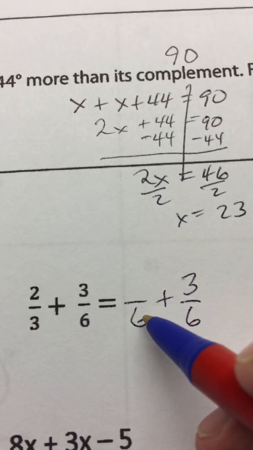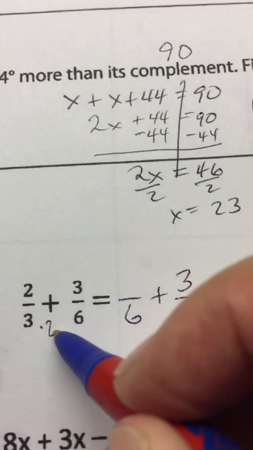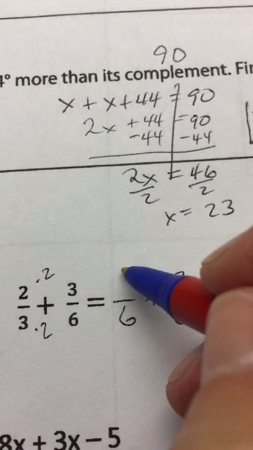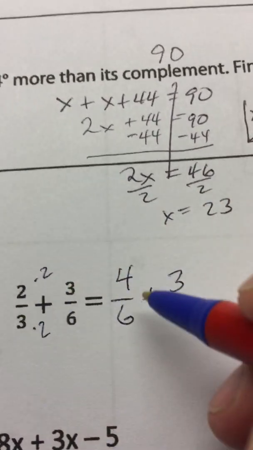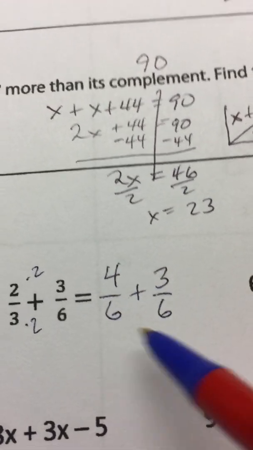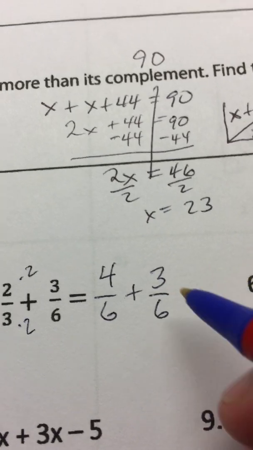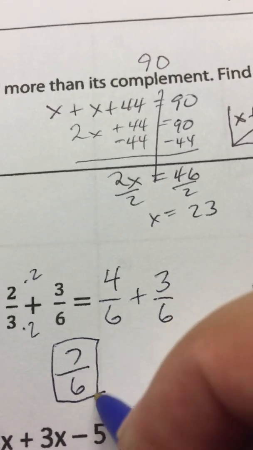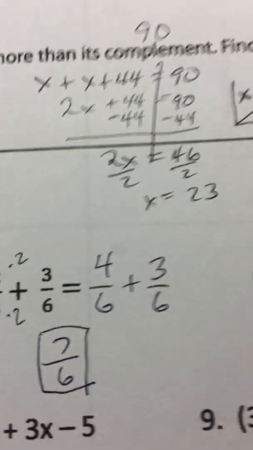This one I need to change into a 6. So times 2. 3 times 2 is 6, which means times 2 on top. 2 times 2 is 4. So 2/3 is the same as 4/6. So now I have my new problem over here with the numbers being the same. 4 plus 3 means I have 7 on top and 6 on bottom, and that is my final answer because nothing goes evenly into 7 except 7.